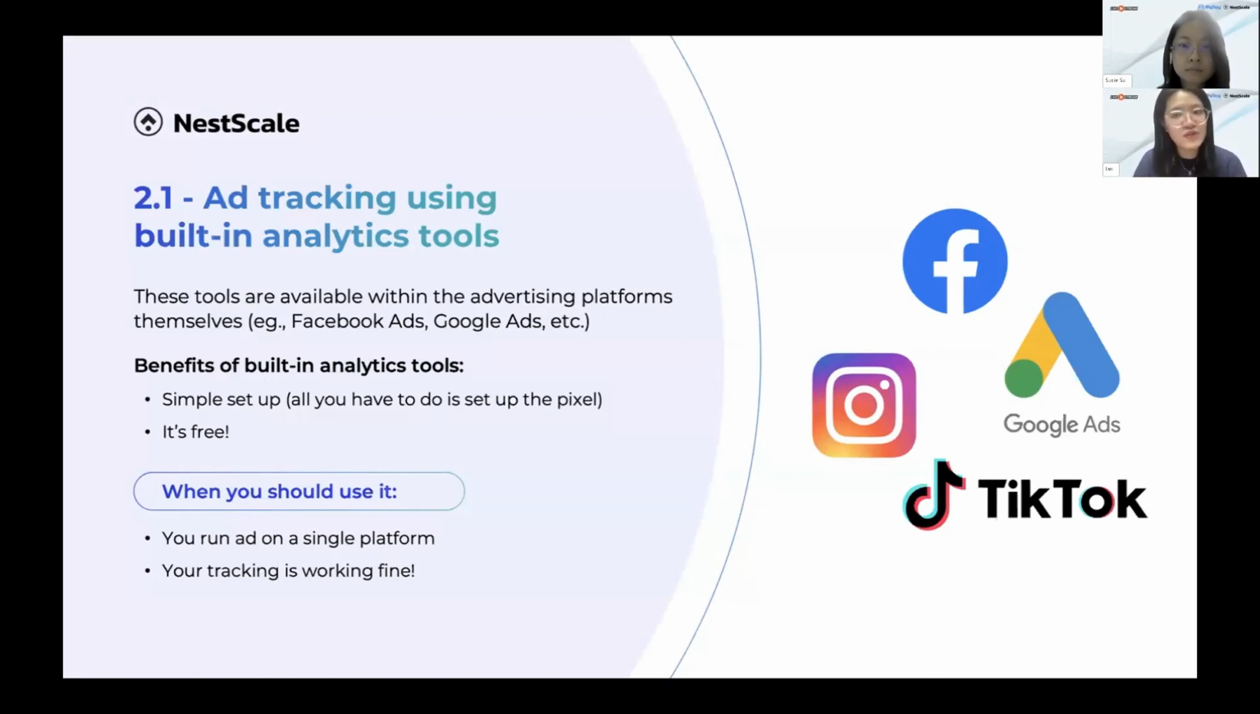Plus, all you have to do is set up the platform pixel, for example the Facebook or TikTok pixel, and you're pretty much ready to go. And the best part is that they're usually completely free. With these standard features and functions, businesses can easily manage and optimize their ad performance. So if your business is only running ads on one platform, and the built-in analytic tools are still working smoothly for you, then frankly, there's really no need to seek other solutions.